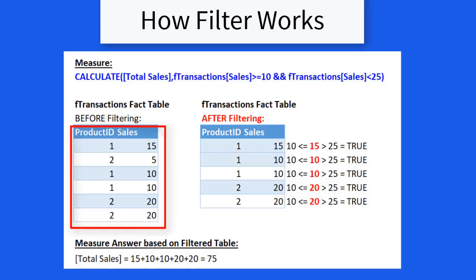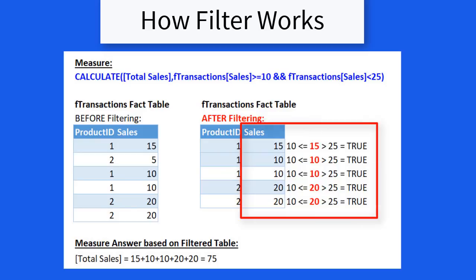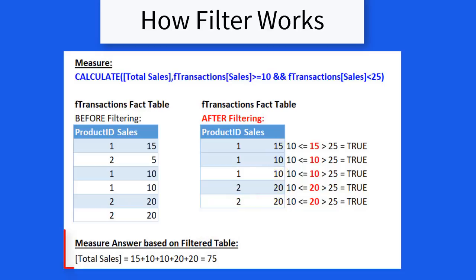How did this filter work? Well, here's our F transaction table before filtering. Here's our two conditions. It ran that condition across the table, getting trues for all the rows. Then it took the total and added to get 75.